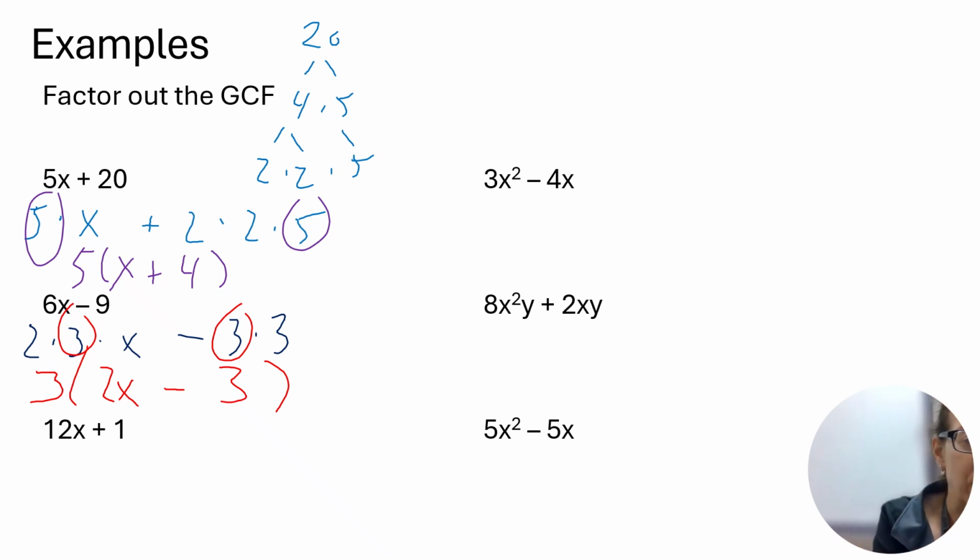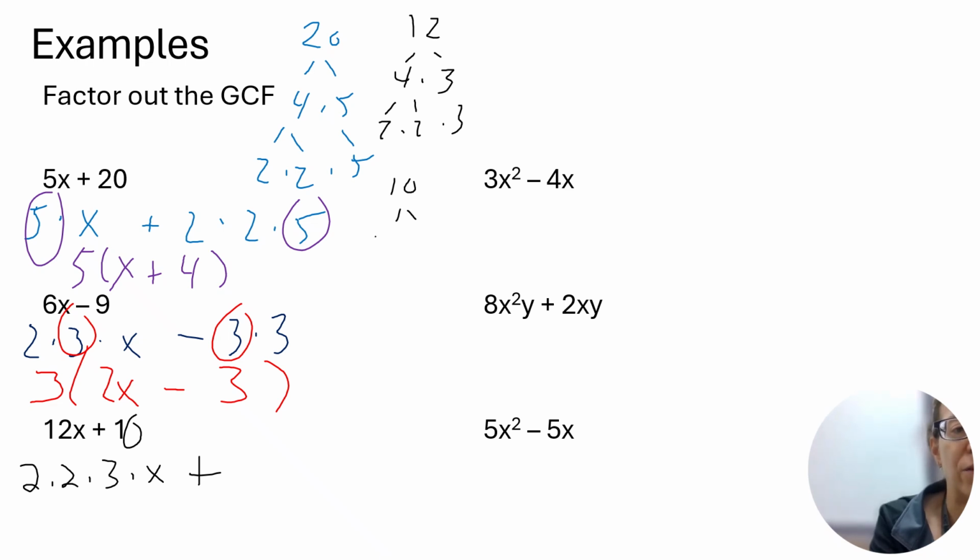Now, this, I believe, was supposed to be a 10, okay? That's what I'm going to change it to, so it's a 10 now. Now this one does require a little bit more prime factorization. I've got the 12, so I'll just do this up here. 12 factors into 4 times 3, and the 4 is 2 times 2 times 3. So we're going to have 2 times 2 times 3 times the x, and make sure you keep that plus sign. And then 10 factors into 2 times 5.